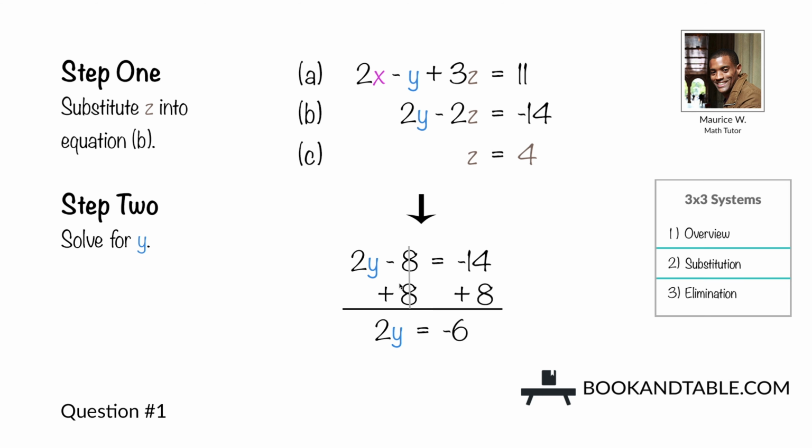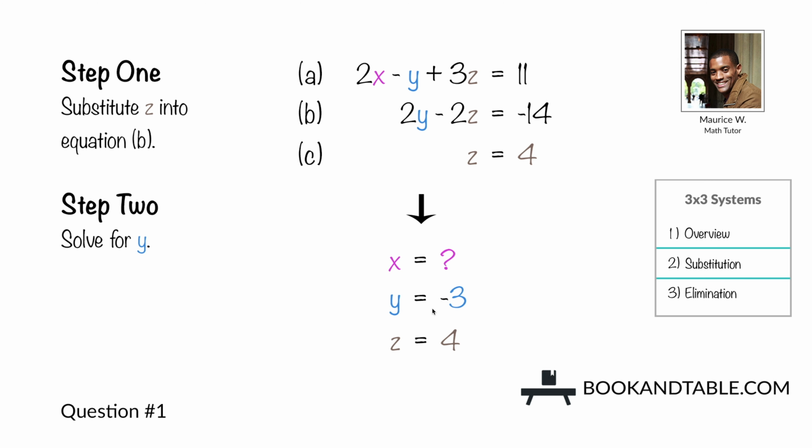So we'll add 8 to both sides, showing us 2y is equal to negative 14 plus 8, which is equal to negative 6. And now we'll divide both sides by 2, showing us y is equal to negative 6 divided by 2, which would be equal to negative 3. So after solving for y, we know y is equal to negative 3 and z is equal to 4. So now we want to substitute both of those values into equation A and then solve for x.